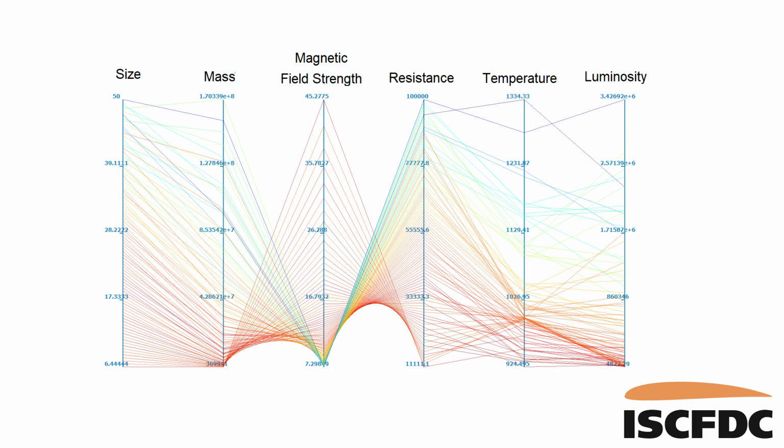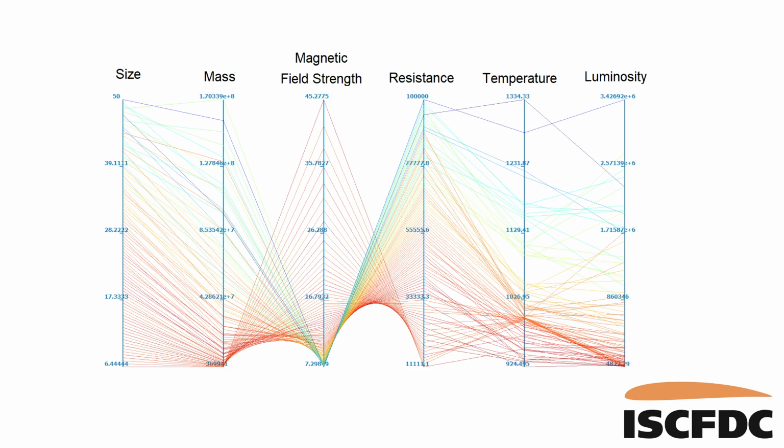For example, we can see that the lines between the size and mass axes are roughly parallel. This shows a positive correlation between the two variables. That is to say, a larger sphere tends to be more massive. Comparing the magnetic field strength axis and the resistance axis, we can see the lines intersect each other. This intersection is due to an inverse relationship. The stronger the magnetic field, the weaker the resistance, and vice versa.